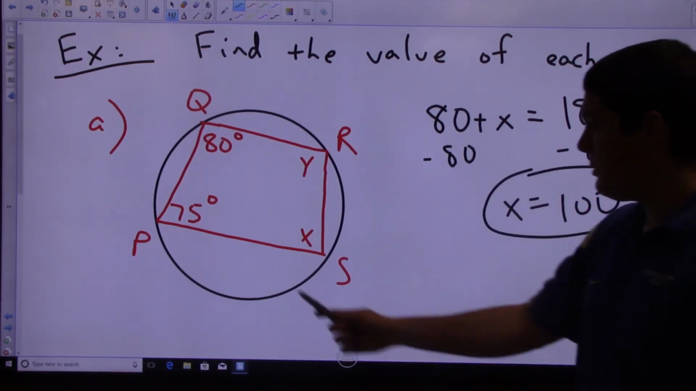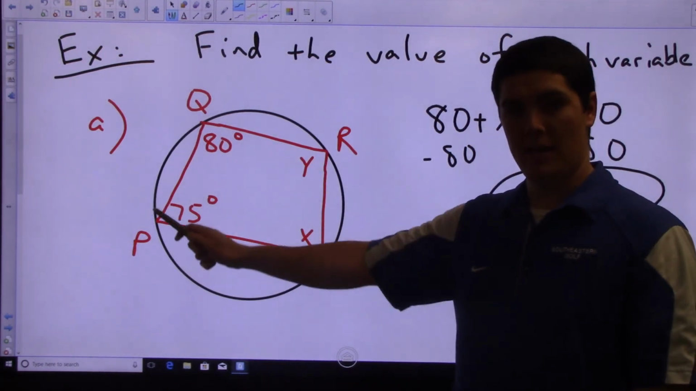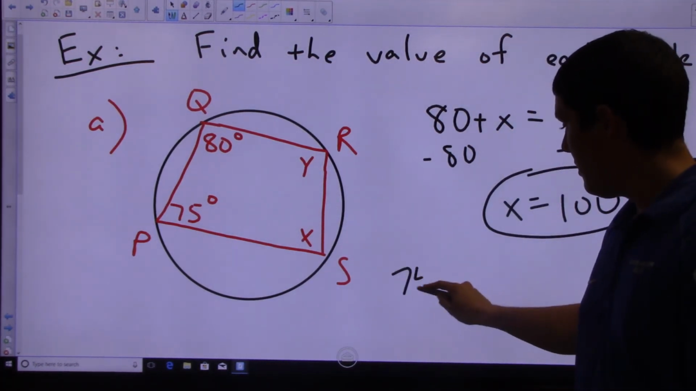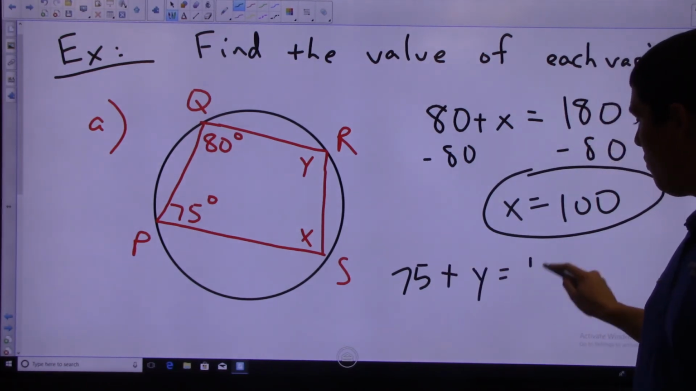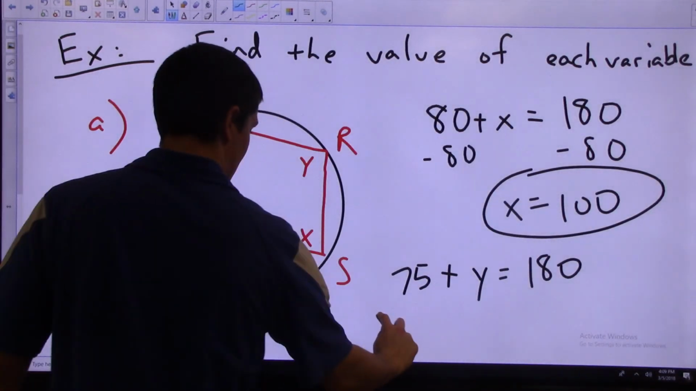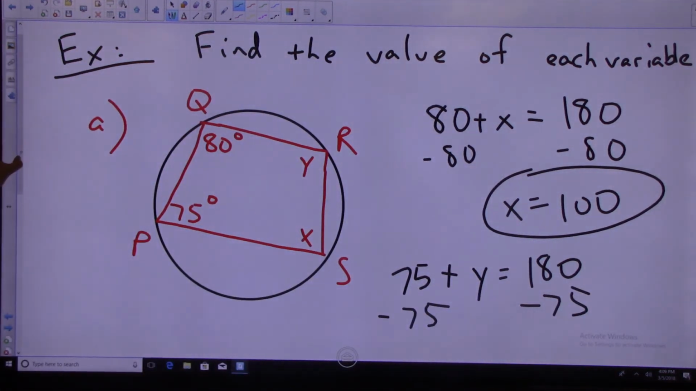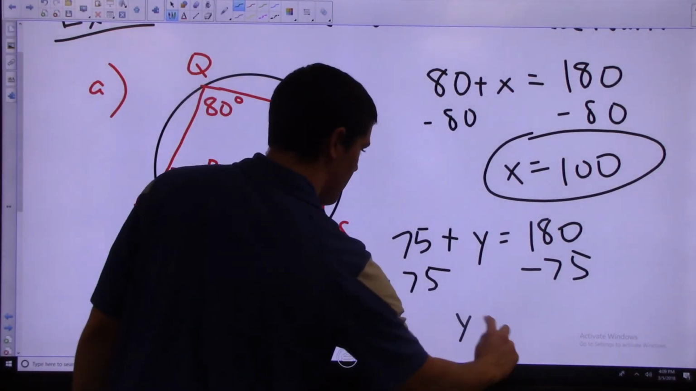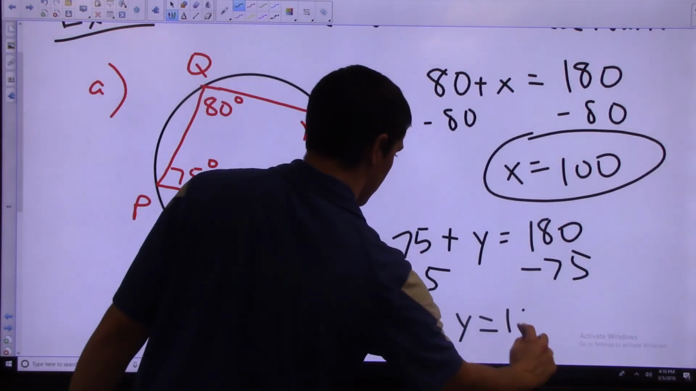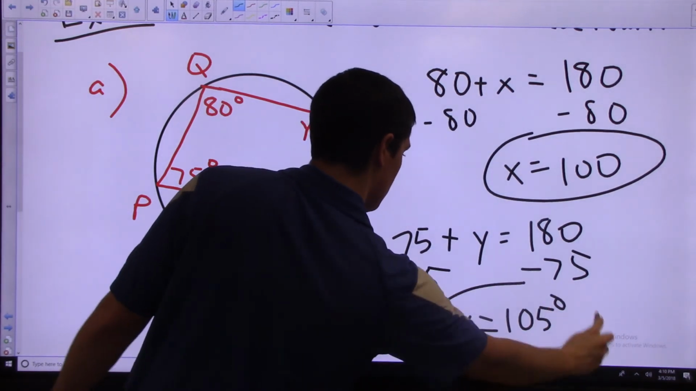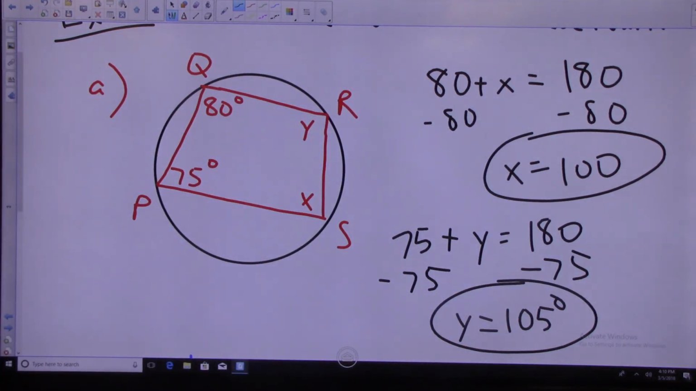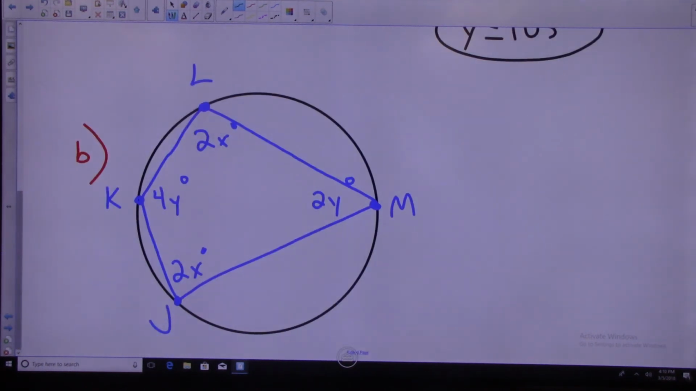We got one of our answers here. We would do something very similar for 75 and y. Those are opposite angles, so therefore they have to be supplementary. So that means they have to add to equal 180. Then I'm going to subtract 75 from both sides. And 180 minus 75, y is going to equal 105. All right. So we know those have to be true because of that theorem we just wrote. Okay. You guys try this one without me. Pause it, and everybody needs to try this.